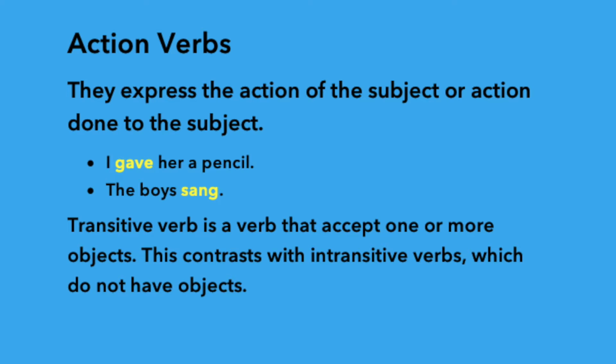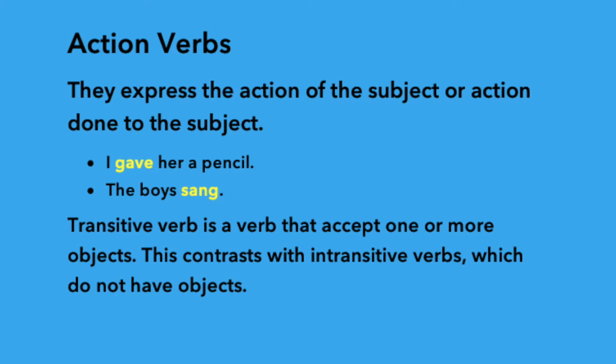In the first sentence, the verb gave requires an object for the sentence to make complete sense. I mean, if I say I gave, you will ask what did you give, to whom did you give, etc. It doesn't make any sense. So we need an object to make it complete. So we say I gave her a pencil. These types of verbs are called transitive verbs.